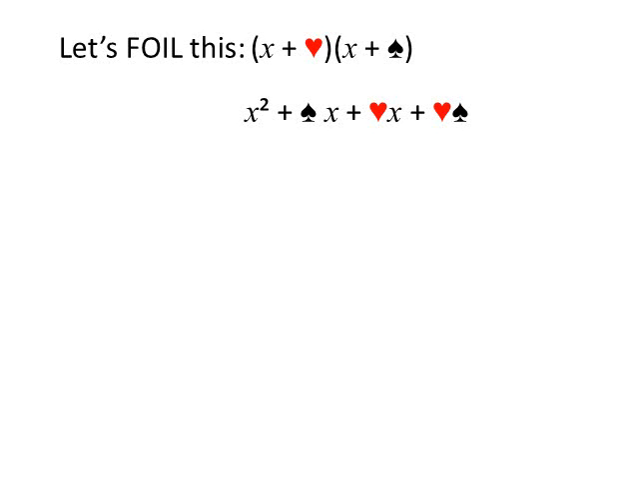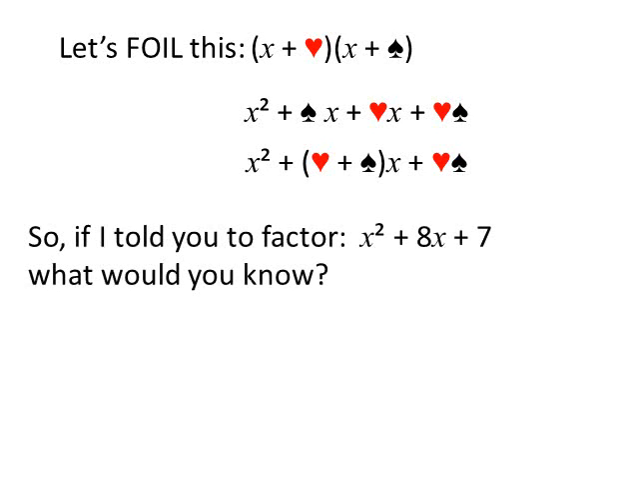And you see here, I have two like terms that I can combine, and that's spade x and heart x. So if I knew what numbers spade and heart were, I would just add them together and put it next to x. There's a mathematical way to write that, and that's like this. So I have x squared plus (heart plus spade)x plus heart spade. So if I have a trinomial that I need to factor, x squared, you see that's x squared. 8x, you can see that replaces heart plus spade, and 7 replaces heart times spade.